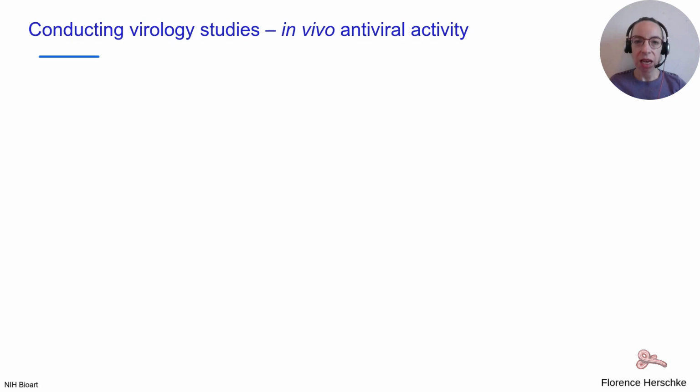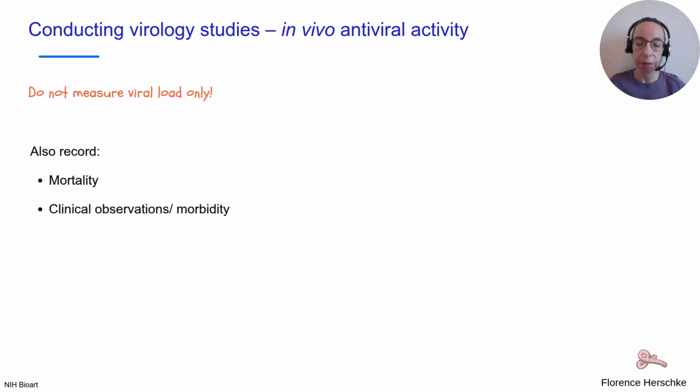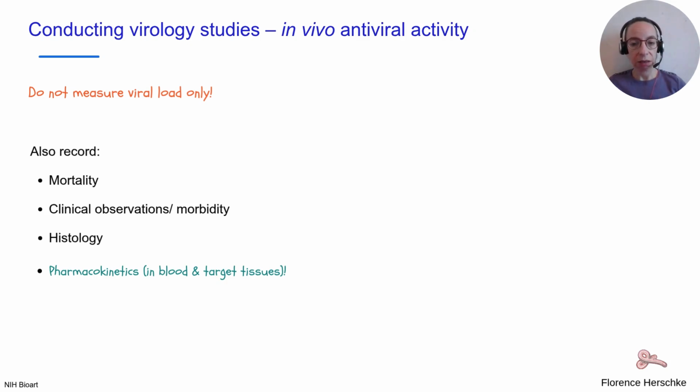Next, the FDA has a number of recommendations which make a lot of sense for in vivo antiviral activity. The first one is to not only measure viral load, but also record all the other parameters which may be useful. So mortality, clinical observations/morbidity, histology and histopathology, and pharmacokinetics, both in blood and in target tissues. This one may often be forgotten in some academic settings.